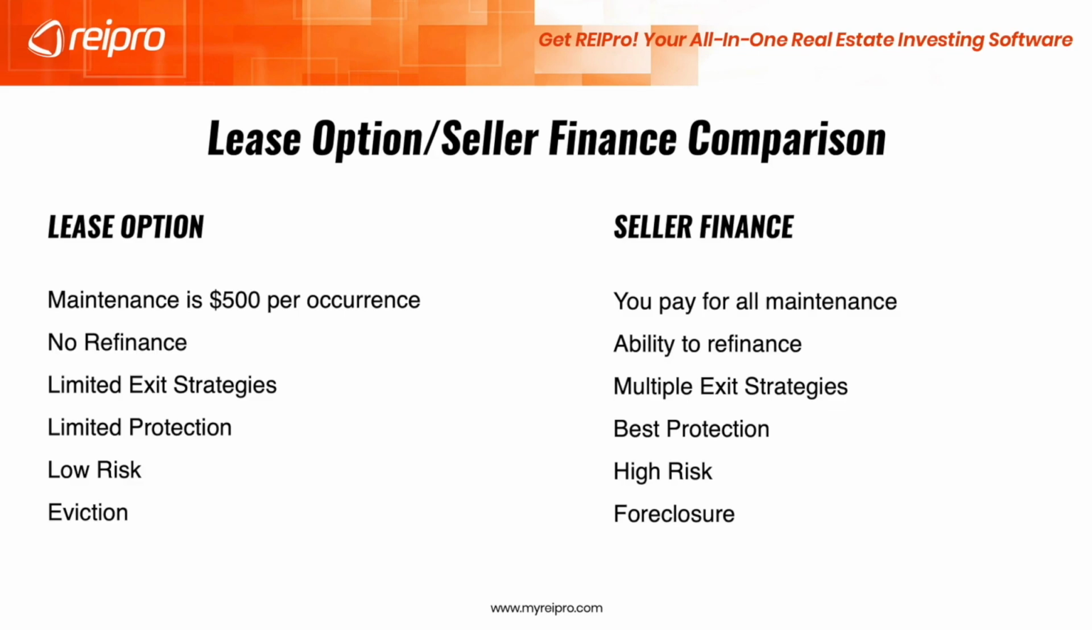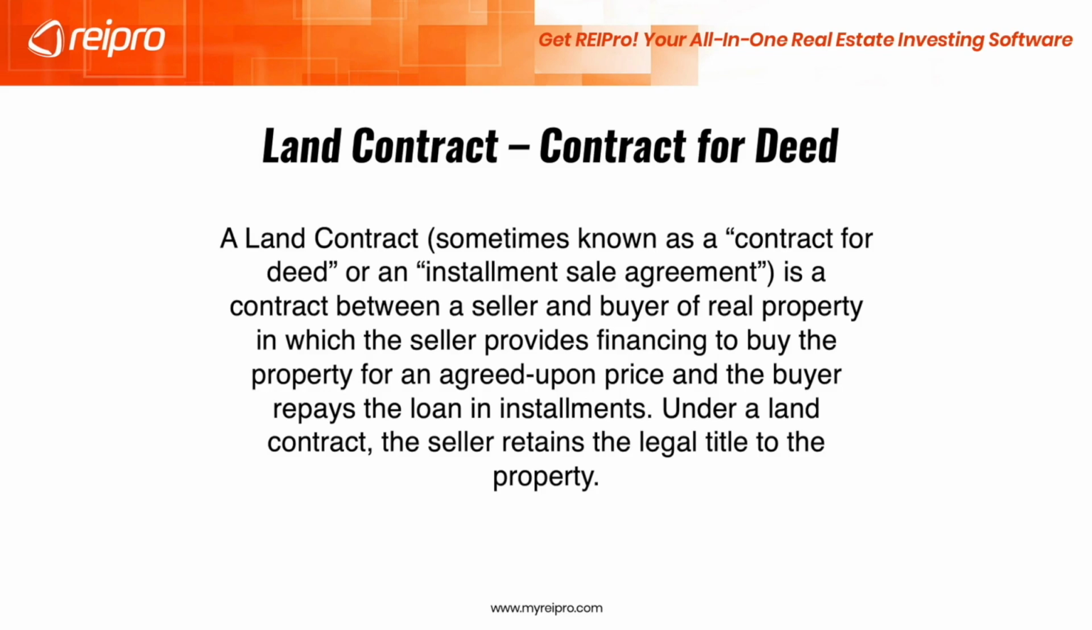Now, there's one strategy you may have heard of, and that is a land contract or contract for deed. This strategy is not widely used anymore because of several lawsuits, but it's like a combination of both lease option and seller finance. So a land contract, sometimes known as a contract for deed or installment sale agreement, is a contract between the seller and buyer of real property in which the seller provides financing to buy property for an agreed upon price, and the buyer repays the loan in installments. Under a land contract, the seller retains legal title to the property.